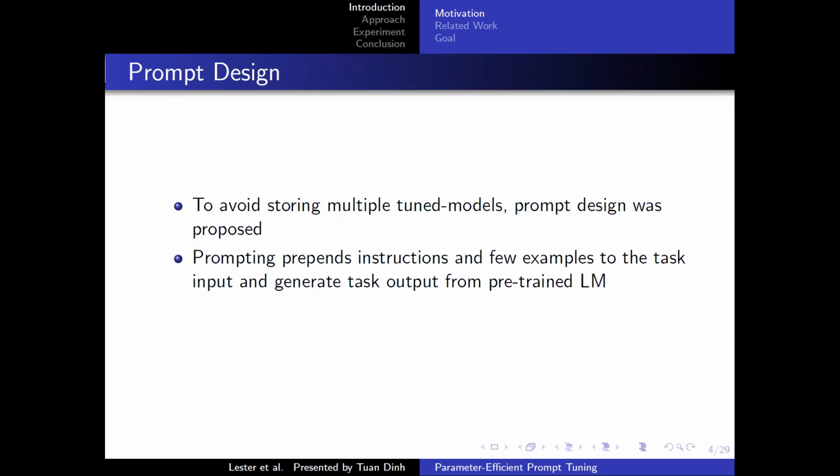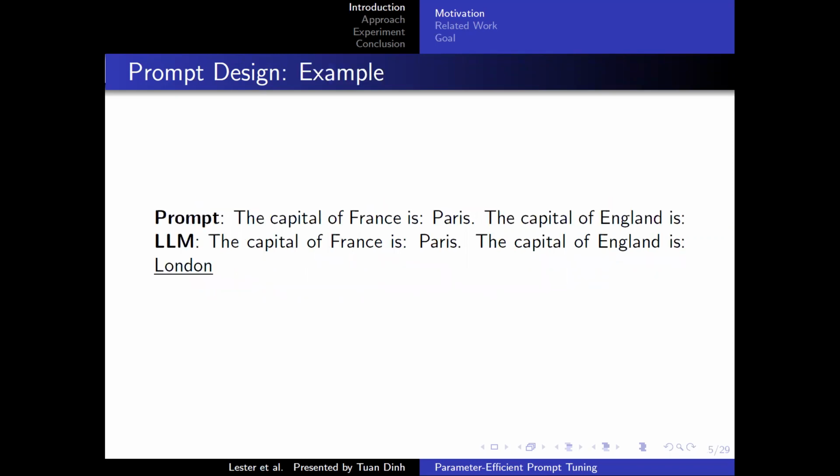Prompting prepends an instruction and a few examples to the task input and generates the task output from the pre-trained language model. In this example, the task is to identify the capital of England, and the prompt has an example of how to solve the task. Here, the example is identifying Paris as the capital of France.